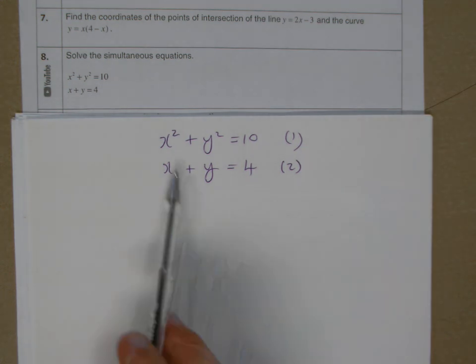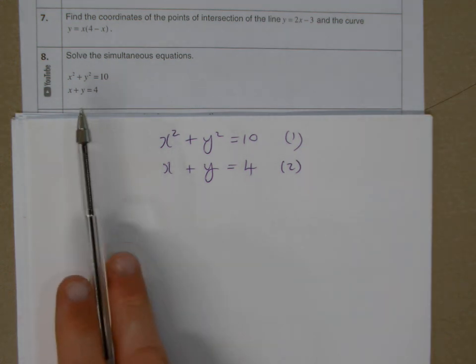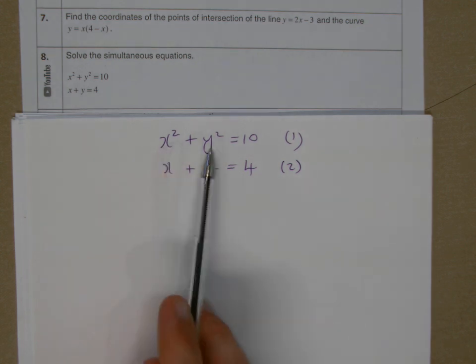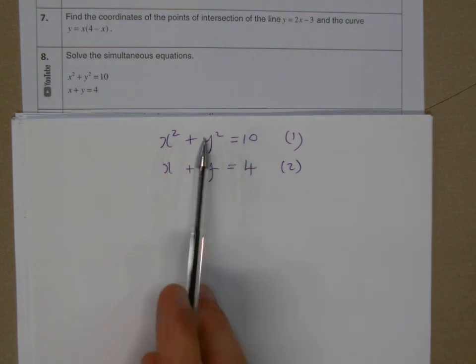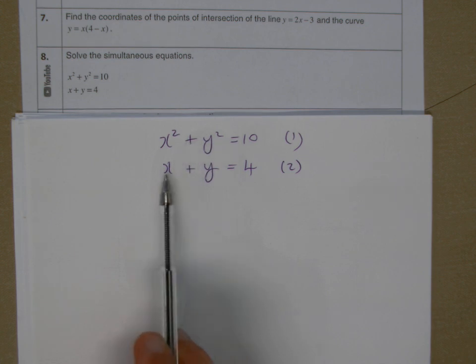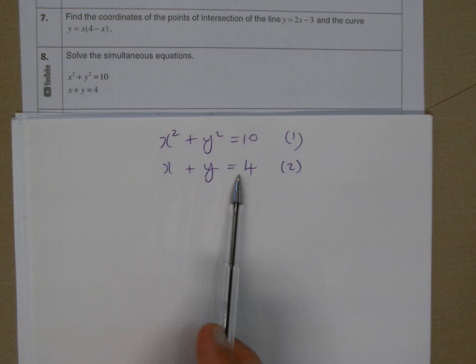Okay, so we need to solve the simultaneous equations here. Okay, different type of equations here. We've got x squared plus y squared equals 10. So this time we've got a y squared involved as well. And then equation 2 is x plus y equals 4.